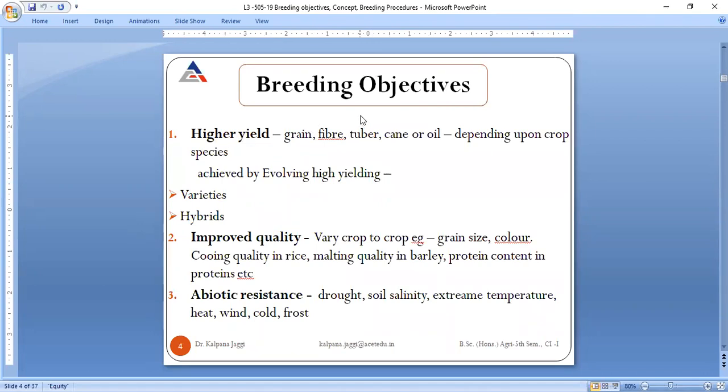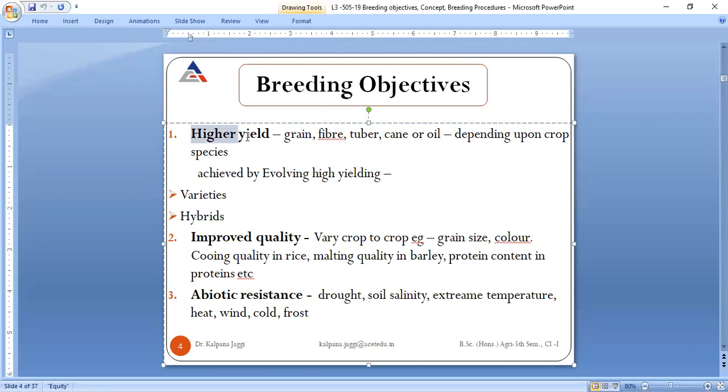Why we are going for the modifications? Because we want higher yield. Then we want the improved quality of the crop. Then we want our crop species to be resistant against any kind of abiotic stresses. Abiotic stresses are the stresses which are not alive, like drought, when there is no more availability of water, that is said to be drought conditions.